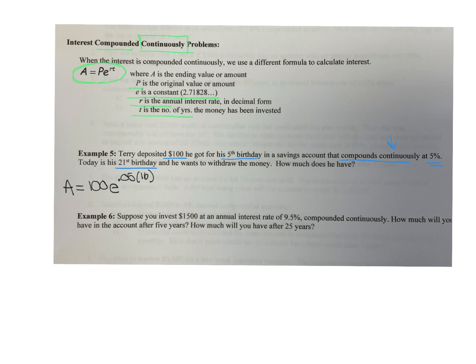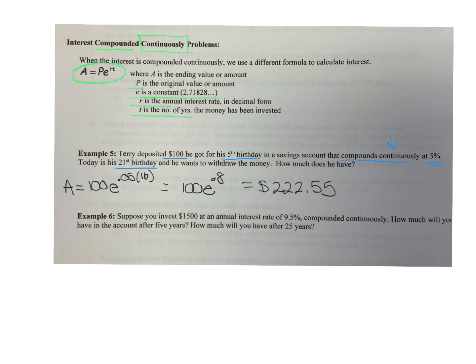Because you're using a scientific calculator, I would simplify as much as possible first. So do 0.05 times 16. This is going to be the same thing as 100 e to the 0.8. So in your calculator, you do e to the 0.8 first, and then multiply that times the 100. And you should get that right now he has $222.55.